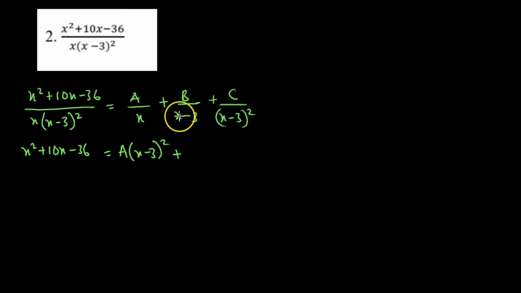Then plus, when you multiply the same LCM by b over x minus 3, we are going to be left with b into bracket x multiplying x minus 3. So this is what we have. Then finally, this will give us cx.